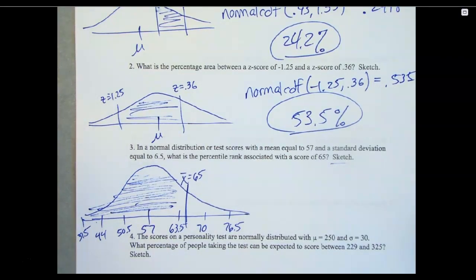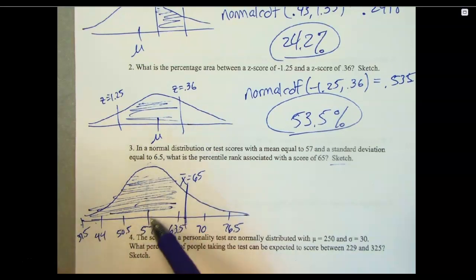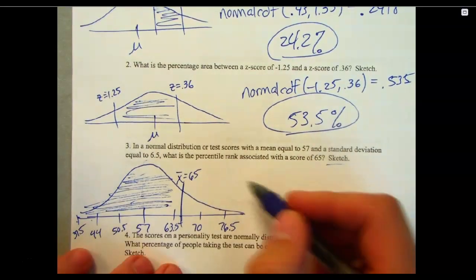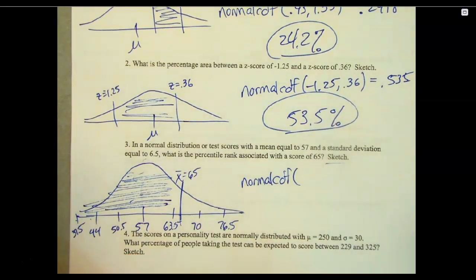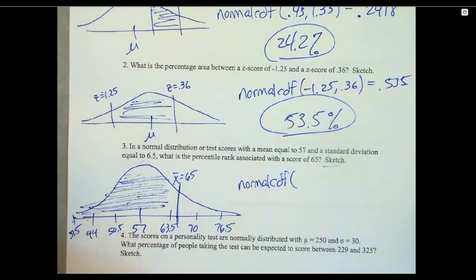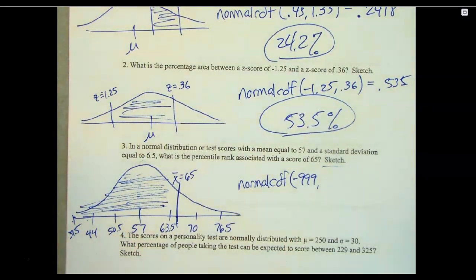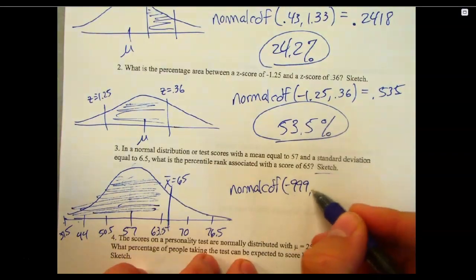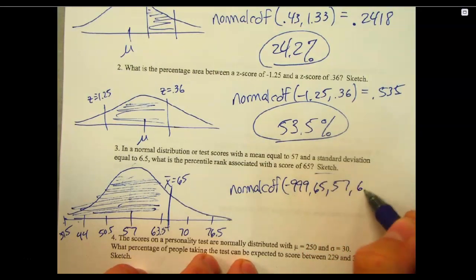Should it be bigger or smaller than 50%? It should be bigger because we're above the mean. So we're above 50% of the people right away, plus a little bit more. Use the normal CDF because I'm looking for percentiles. The lowest this could possibly go would be negative 999. I mean, it won't actually get there, but it's just safe to use that every time. And then I'm going to go up to 65. I'm going to tell the calculator the mean, and I'm going to tell the calculator the standard deviation.